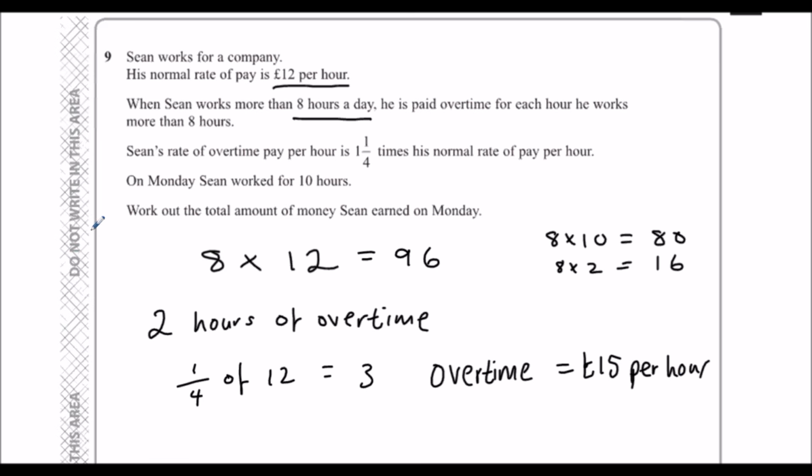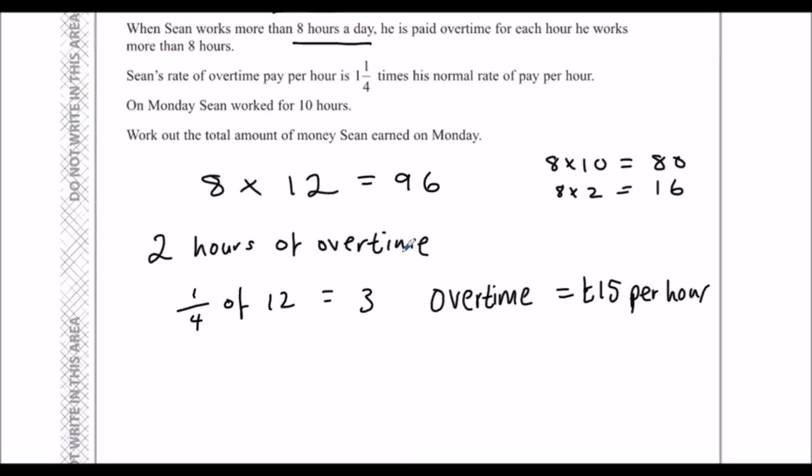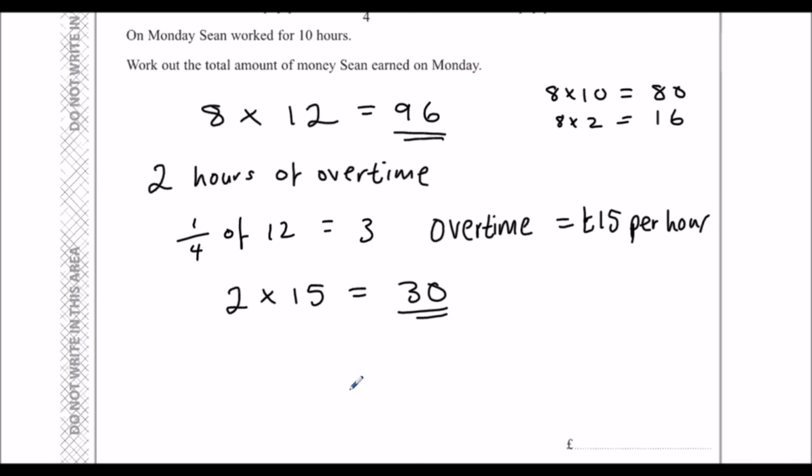And he's done 2 hours of overtime. So 2 hours at £15 an hour. 2 times 15 is 30. So he gets 96 for his normal hours, plus 30 for his overtime. Add it on, and it's £126. And that's the total amount of money he earned on Monday.